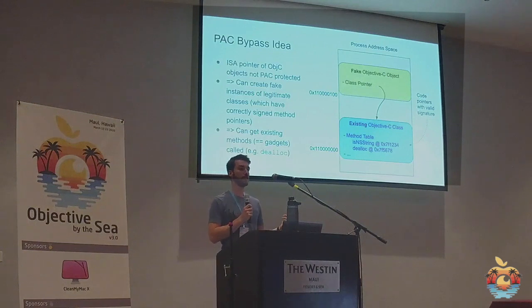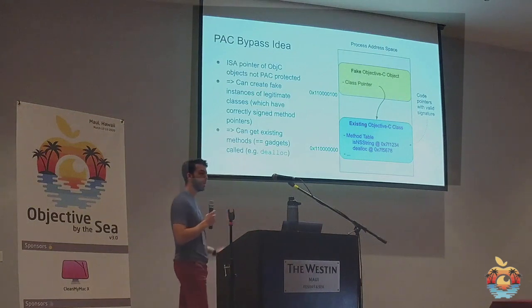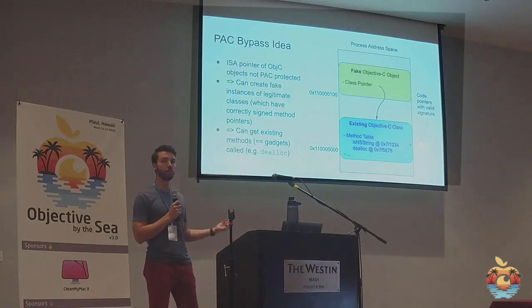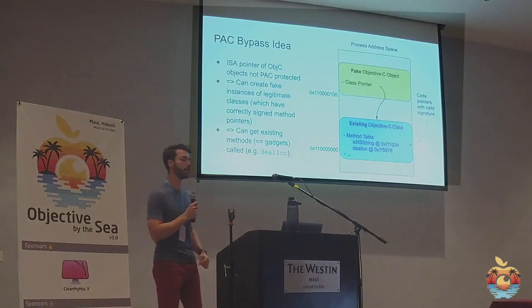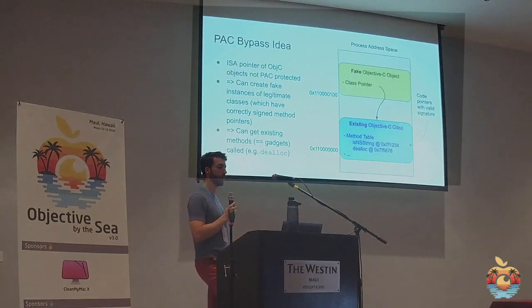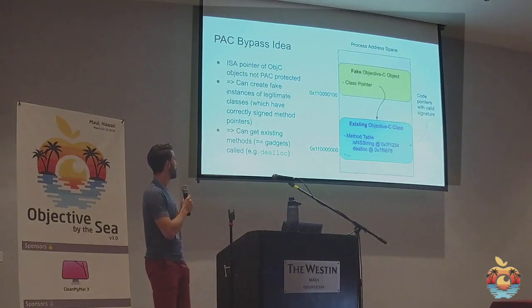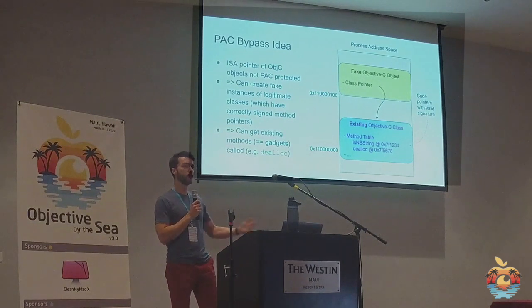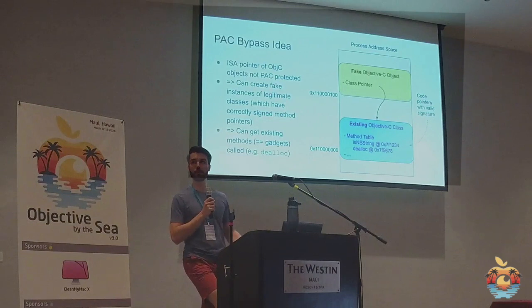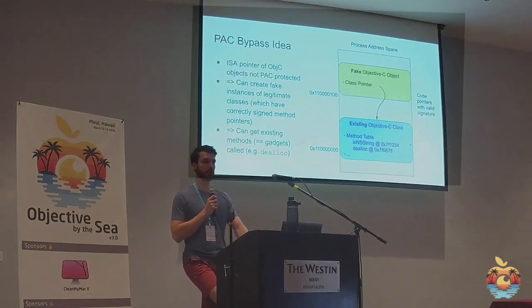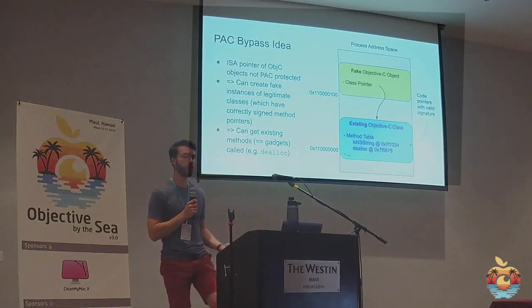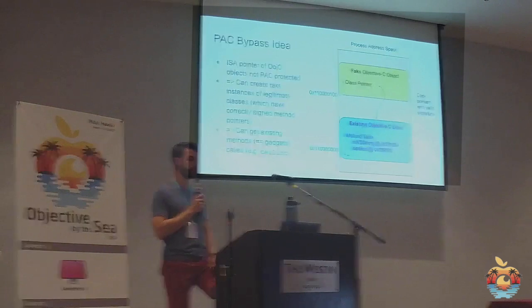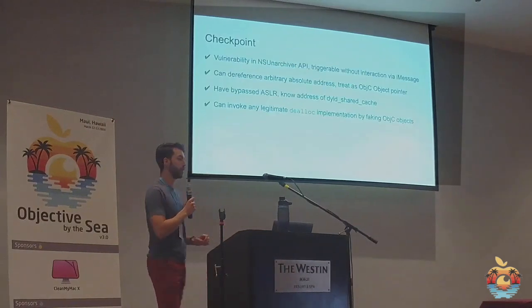Cool, so again, the ISA pointer is not protected. What this means is that while we cannot fake classes, we can still fake objects and make them point to legitimate classes, because again, this ISA pointer isn't protected. With that, we can get existing functions or methods called, right? Because we will make an instance of an existing class, and so this class will have correctly signed pointers. If we call methods on that fake object, it will call the legitimate Objective-C code that's in the process. For example, this lets us call any dealloc method in the process. Okay, so this is where we are.